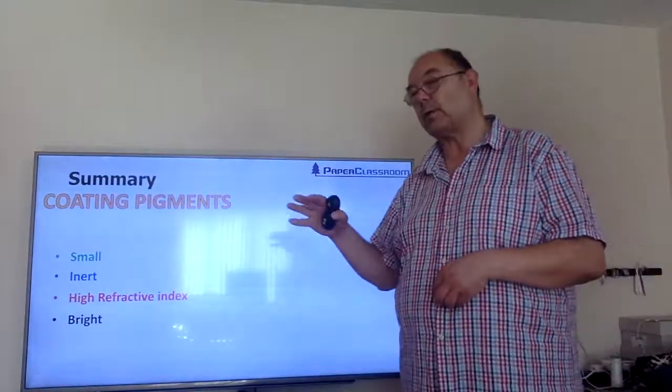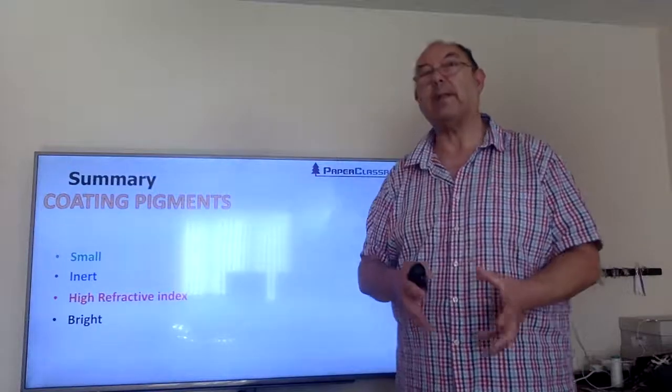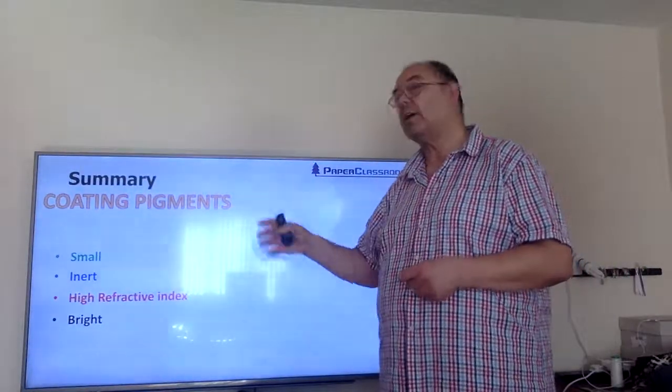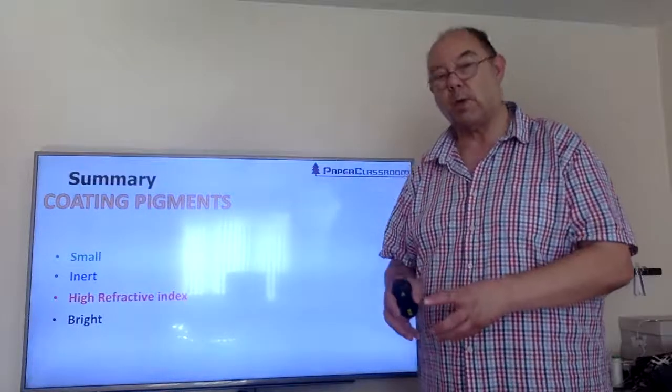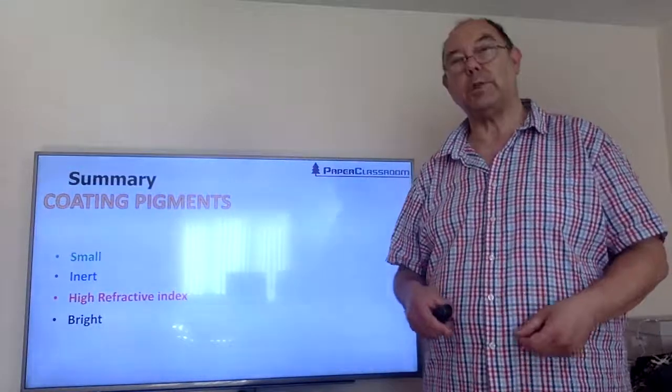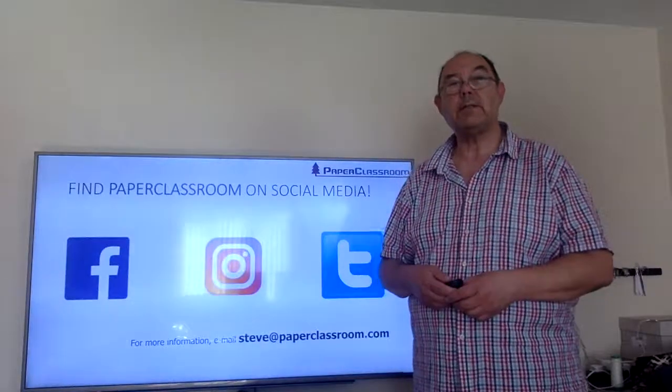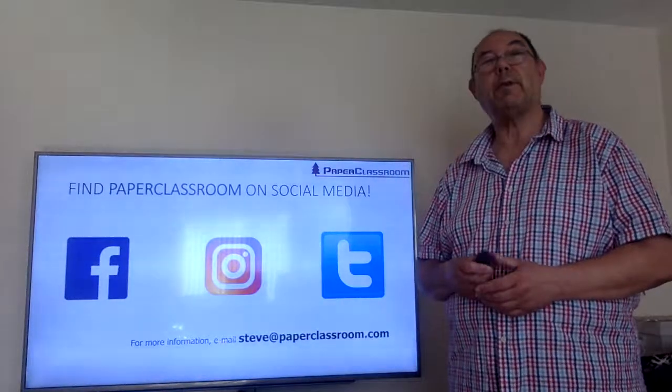The only difference between a coating pigment and a filler, chemically the same, the only difference is particle size. Pigments have been ground and they're a lot smaller than what we put in the base sheet, which we then call a filler.